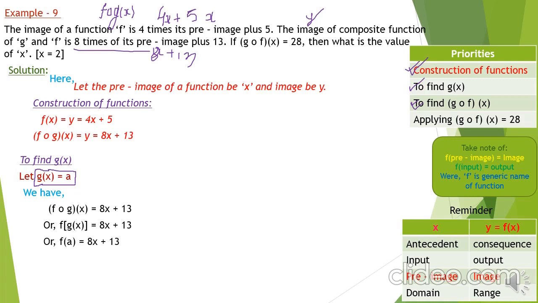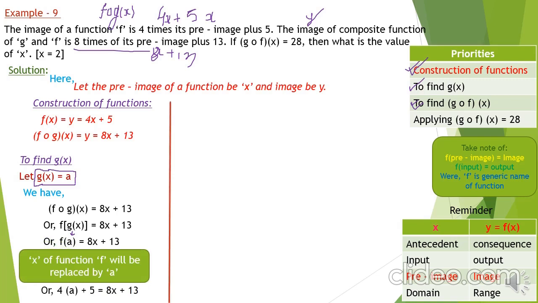So g(x) is a. We replace g(x) by a because the output of g(x) is a. And now the output of the function g(x) is the input for the function f. So a is the input and it takes the position of the input variable. That is, f will be replaced by a. See, f of a. Now this g(x) is replaced by a. 4a plus 5 is equal to 8x plus 13. We have to make a alone.